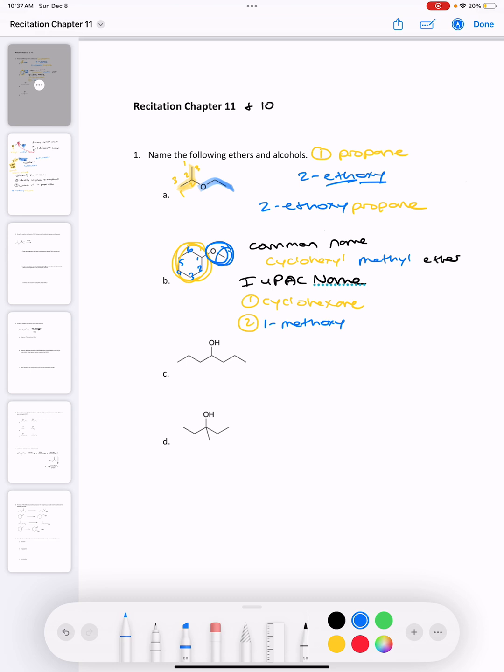1-methoxy. Technically, if it's on a cyclohexane ring, you don't have to put the number 1, but I think that is ridiculous. So I sometimes still do it, and I know that's against the rules, but what can you do? And then step 3, we combine this all, and we would get 1-methoxycyclohexane. So that would be the IUPAC name.